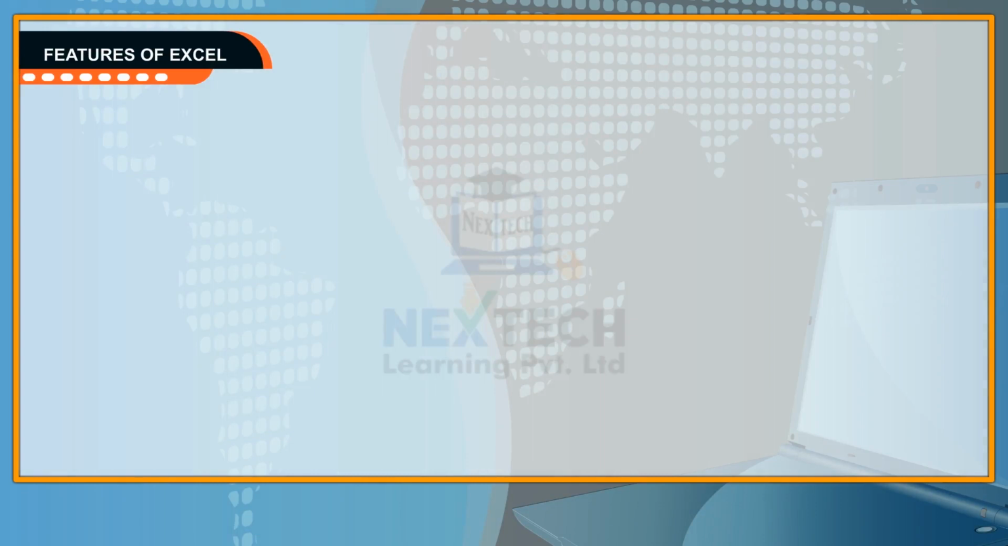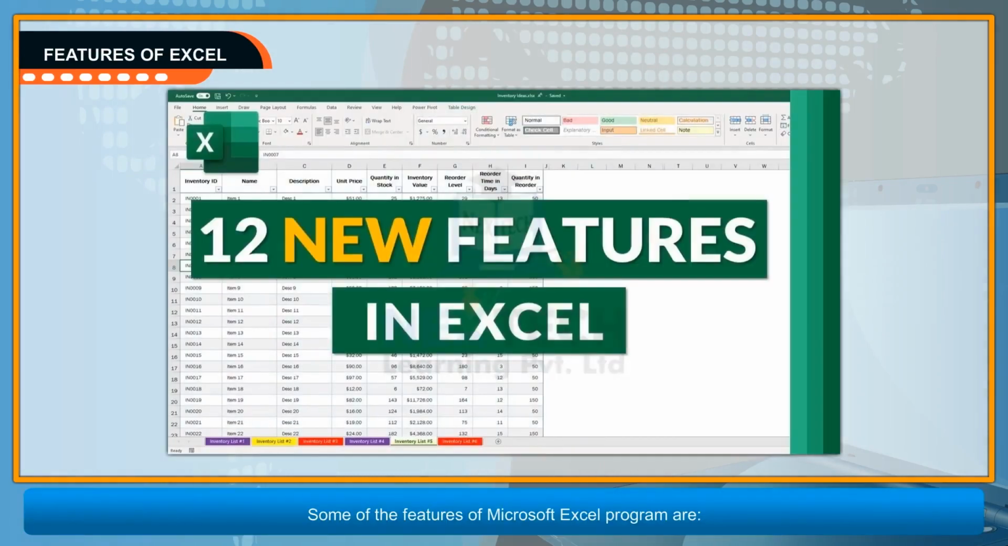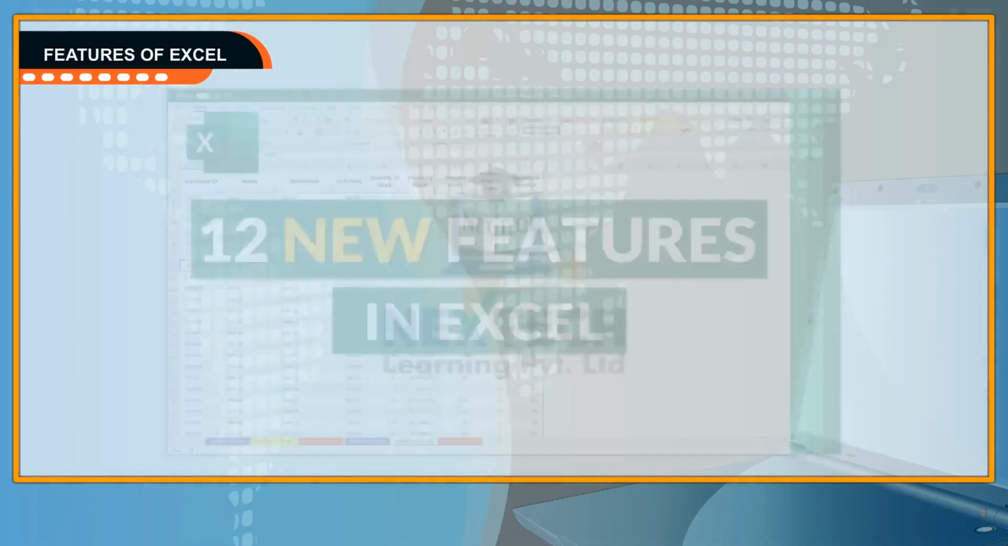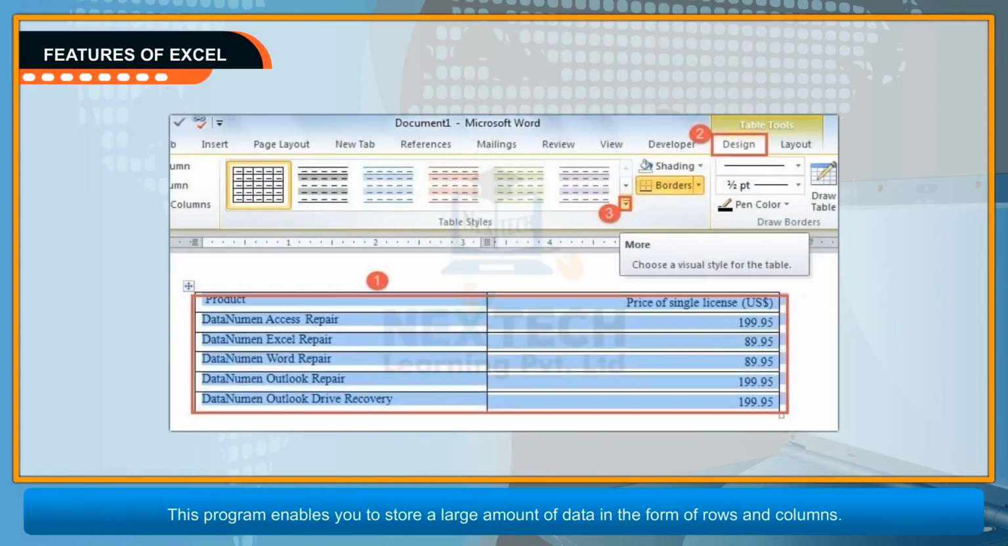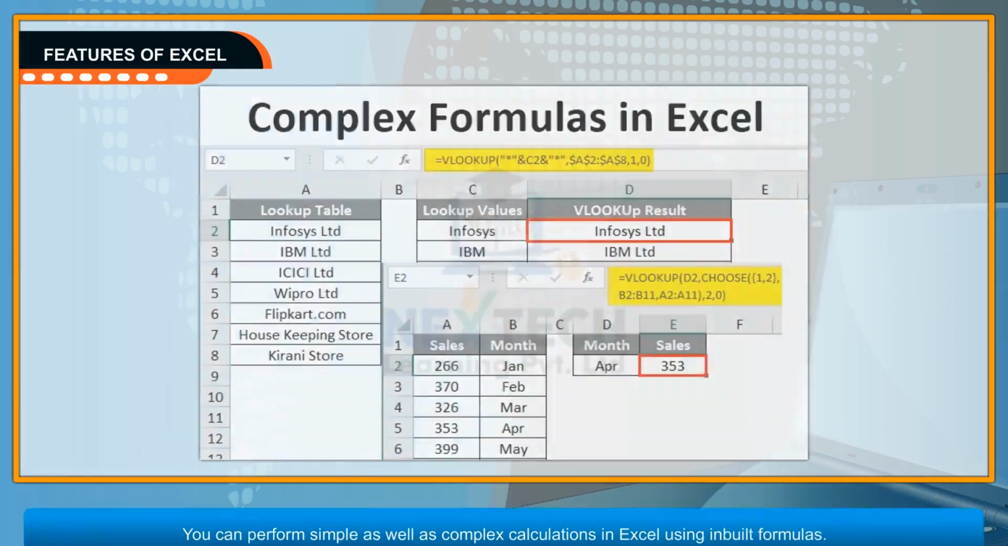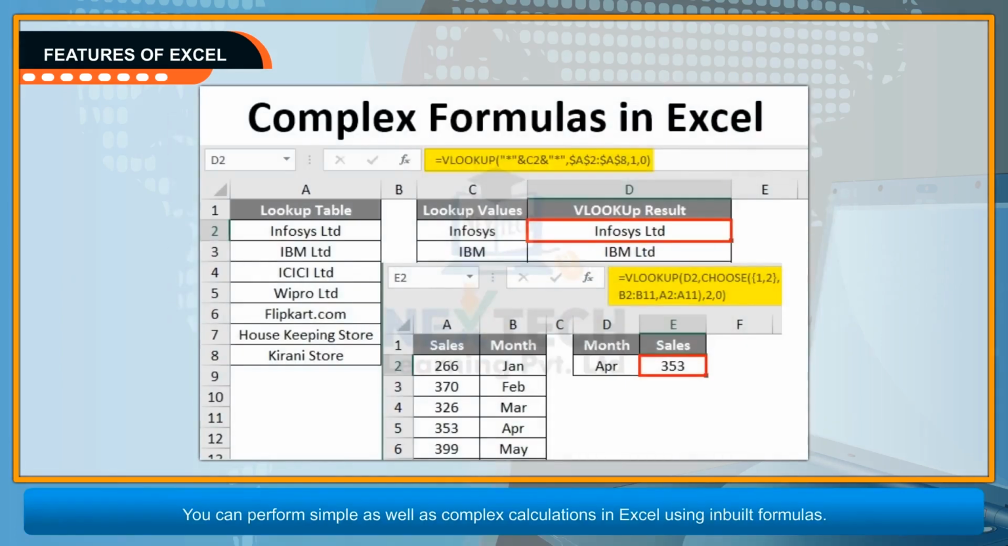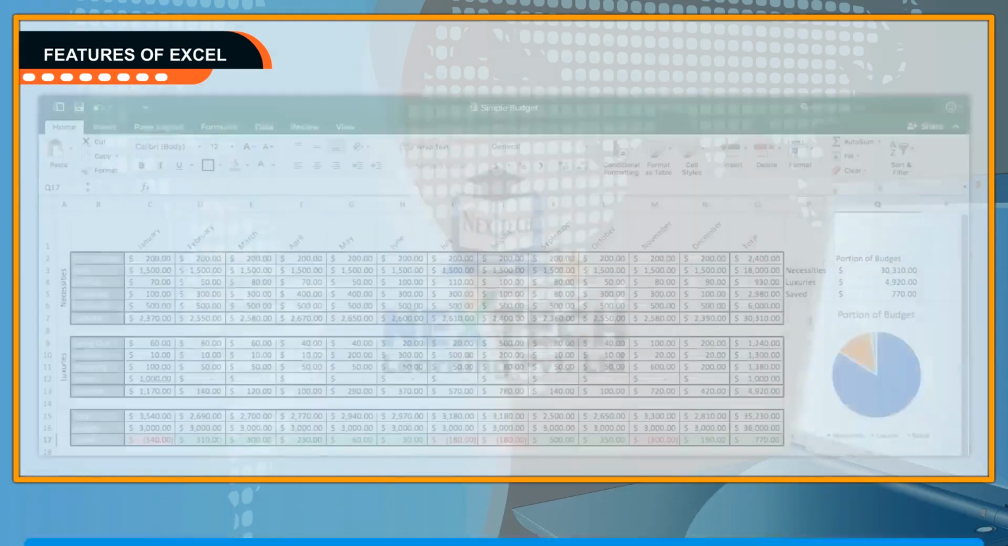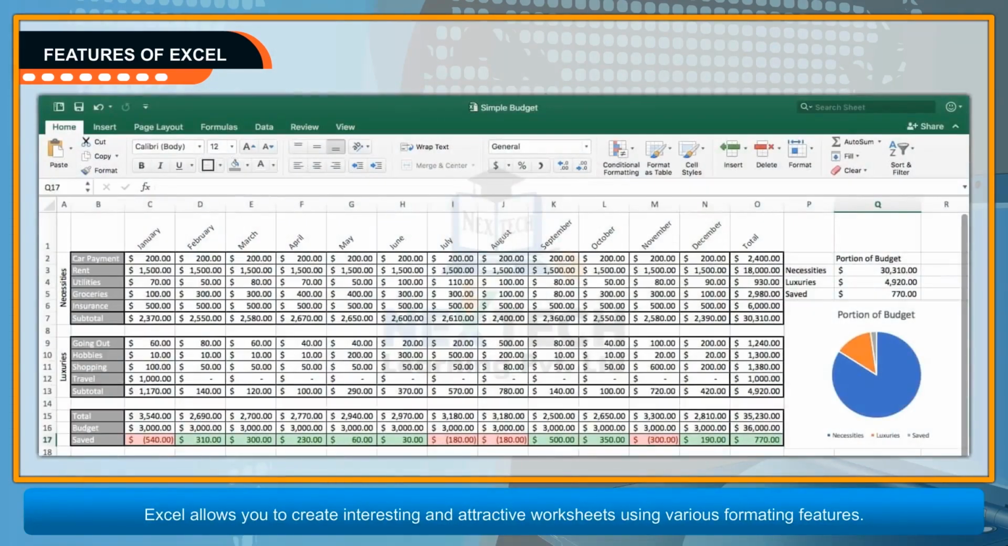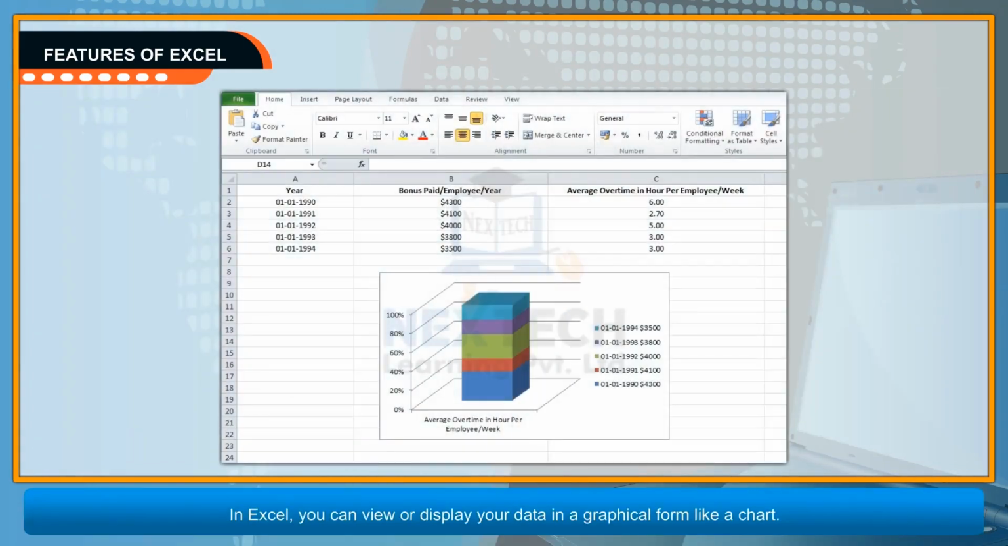Features of Excel. Some of the features of Microsoft Excel program are: this program enables you to store a large amount of data in the form of rows and columns. You can perform simple as well as complex calculations in Excel using inbuilt formulas. Excel allows you to create interesting and attractive worksheets using various formatting features. In Excel, you can view or display your data in a graphical form like a chart.